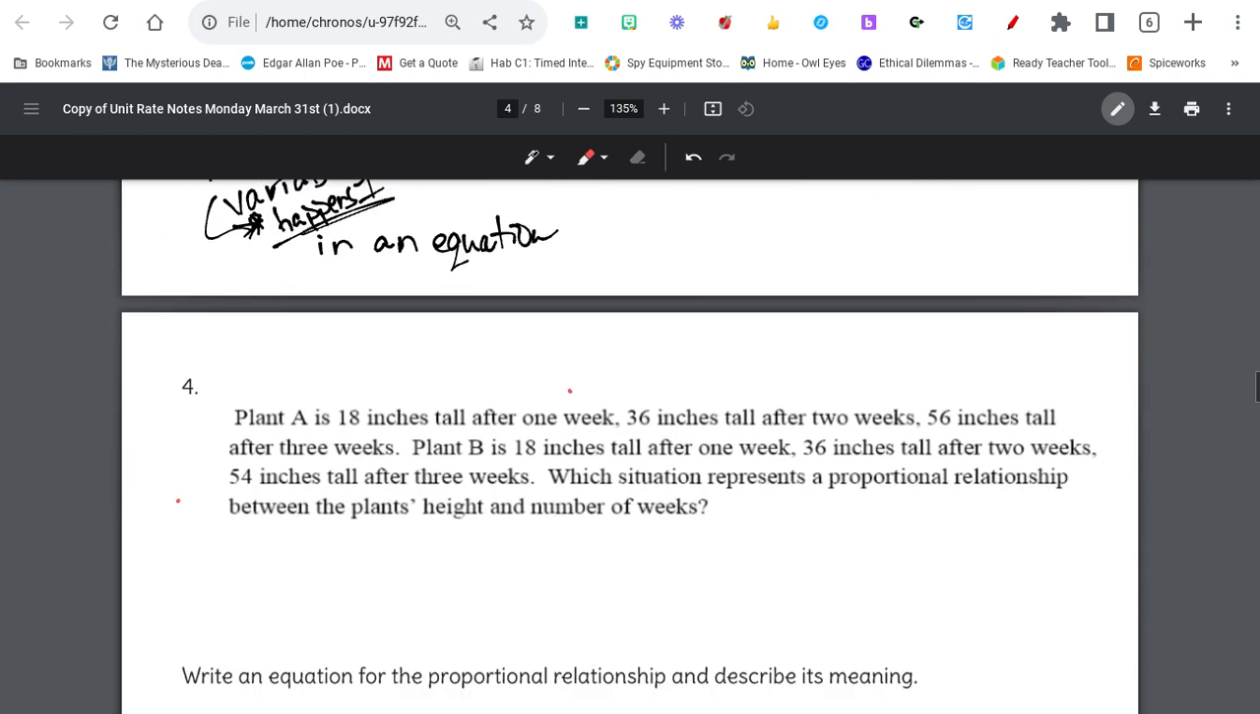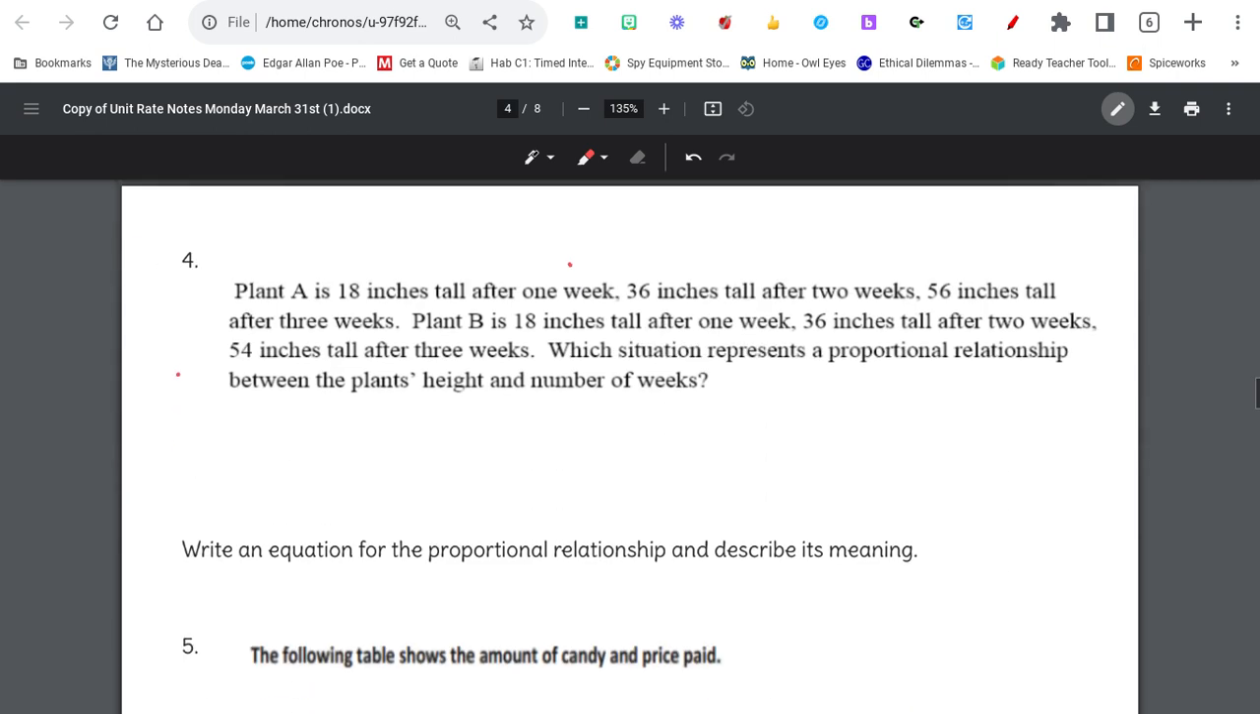All right, let's go on and take a look at this. All right, obviously I have two plants because I see plant A and I see plant B. All right, plant A is 18 inches tall after 1 week. I see 2 units. I see inches and weeks. I know some weeks has to go by before the plant can grow. So this is going to be my X.